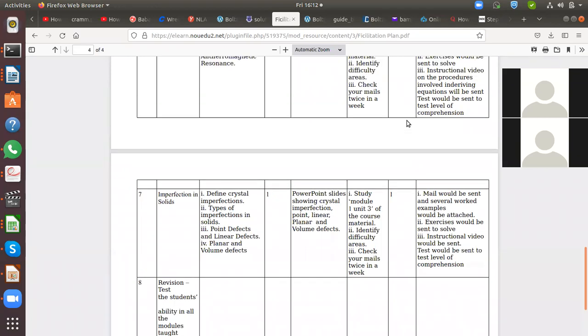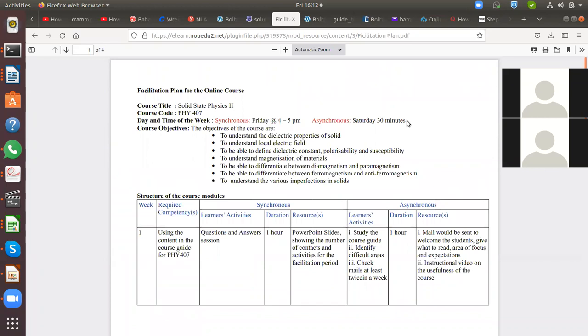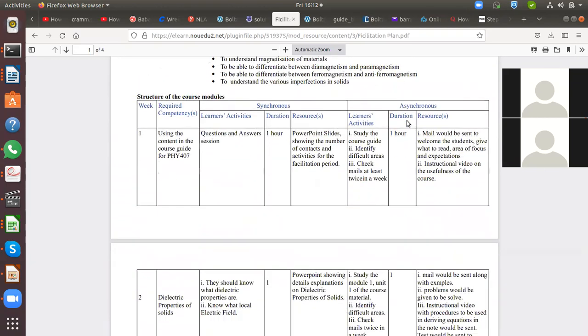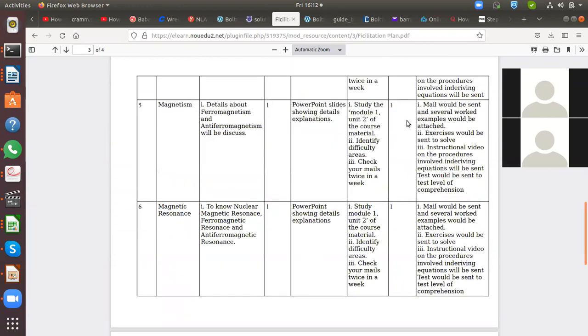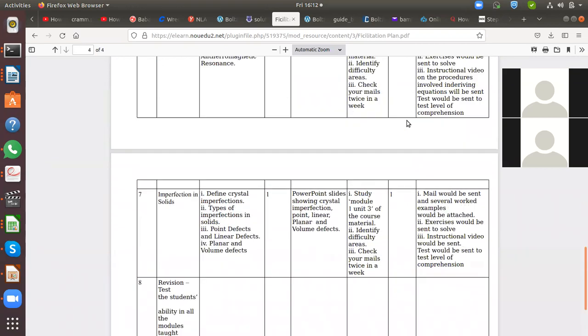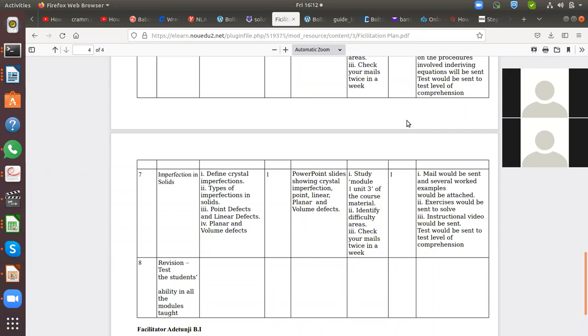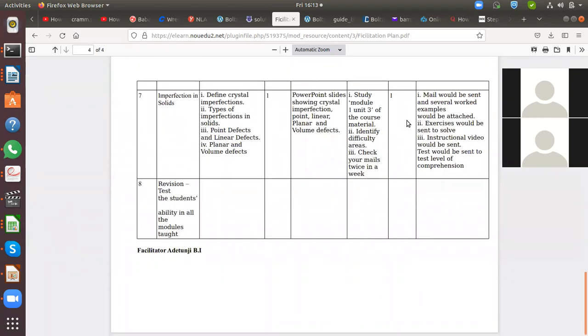So one thing you have in mind is that the course consists of about one module, and the module is divided into three. So you have just only one module, but it is divided into what? Three. Yes, in 3 units. It is one module, but we have 3 units.